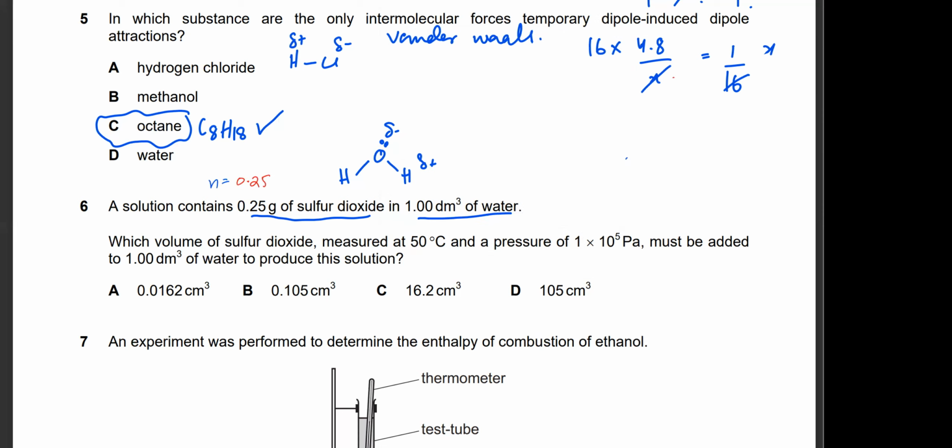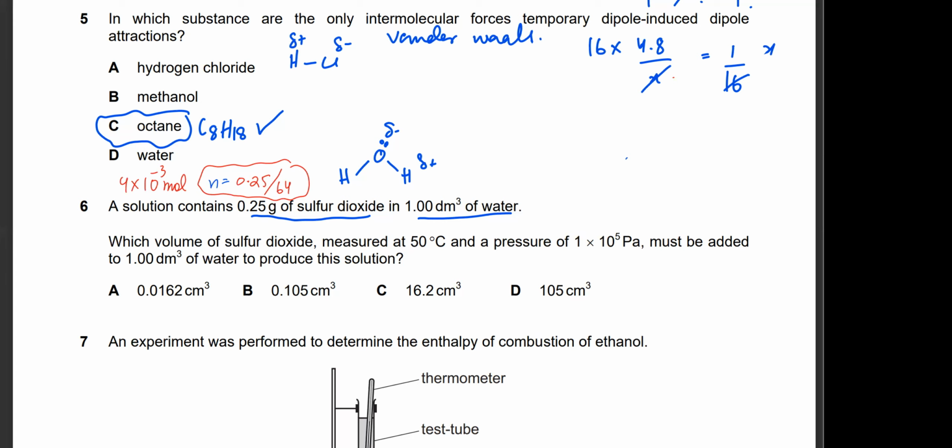0.25, and you're going to divide that by the MR of sulfur dioxide, which is sulfur plus 2 oxygens. So that is 32 plus 32, that's 64. Clear? How many moles do you get for sulfur dioxide? 3.9 times 10 to the power minus 3. For an MCQ you don't need more. Ten raised to power what? Minus 3. Okay, fine, these are the moles. You've got these moles, right?